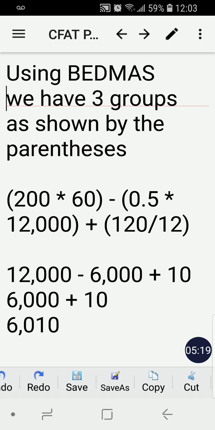200 times 60 is equal to 12,000. And then the second in the parentheses, 0.5 times 12,000, is equal to 6,000. The third in the parentheses, 120 divided by 12, is equal to 10. So then we got 12,000 minus 6,000 plus 10. We get 6,000 plus 10, and then 6,010 is the final answer.